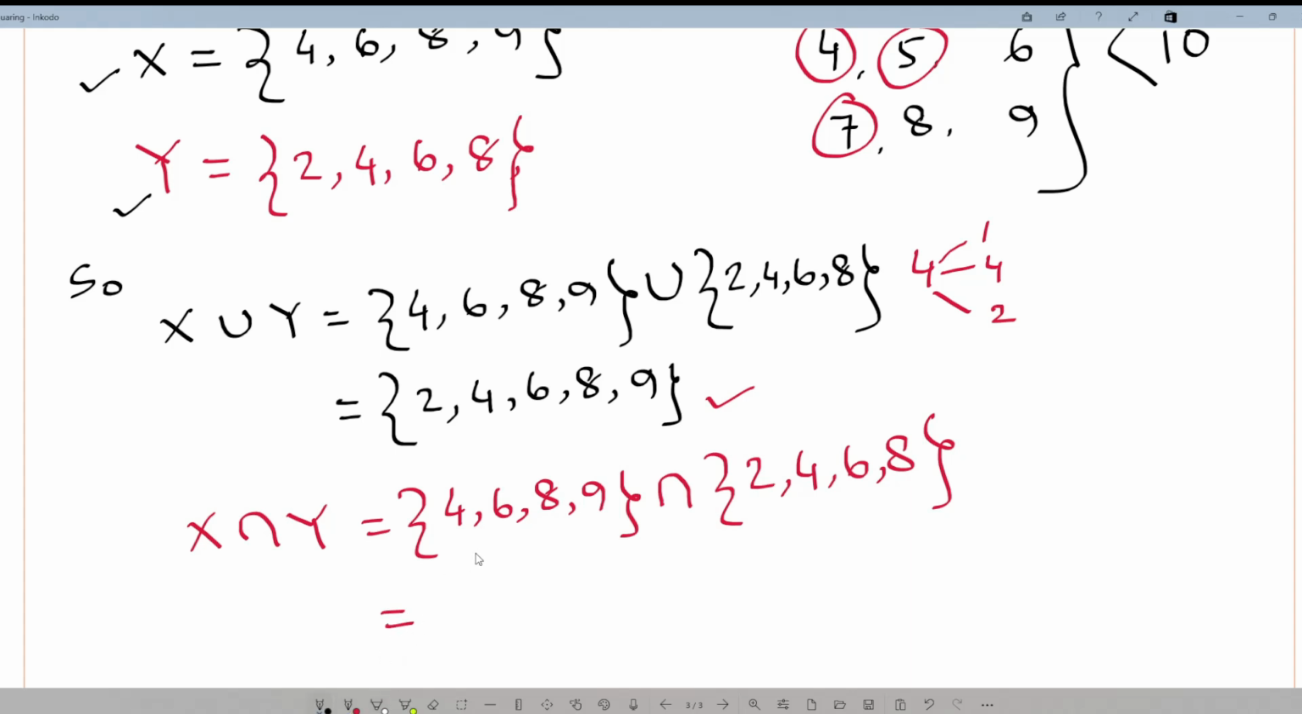Now look, intersection means only common. So here is 4 and 4, 6 and 6, 8 and 8. So the answer is 4, 6, 8. Okay, done.